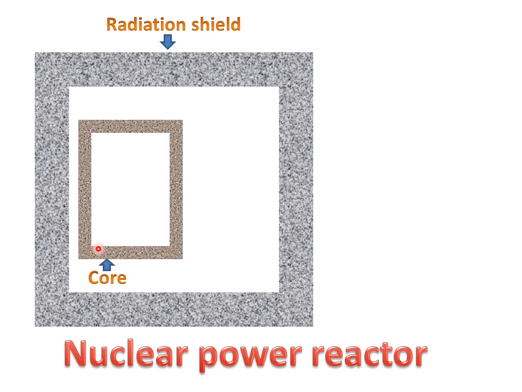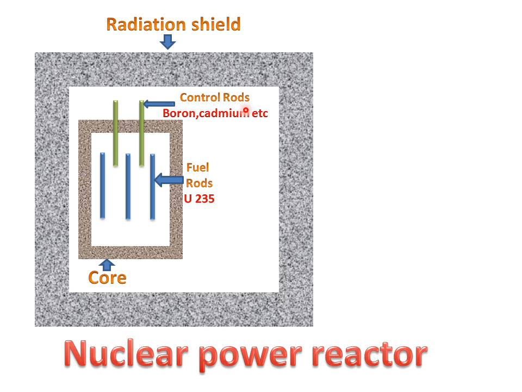This is a core in which our chain reaction will take place. There will be fuel rods of uranium-235. These are the fuel rods which will produce the chain reaction.